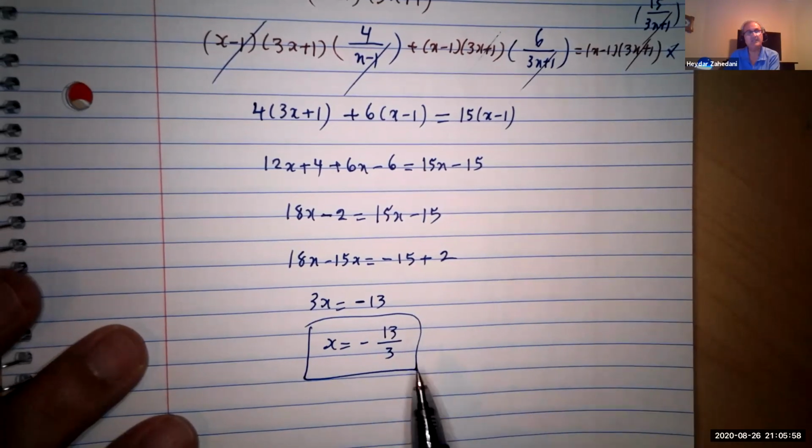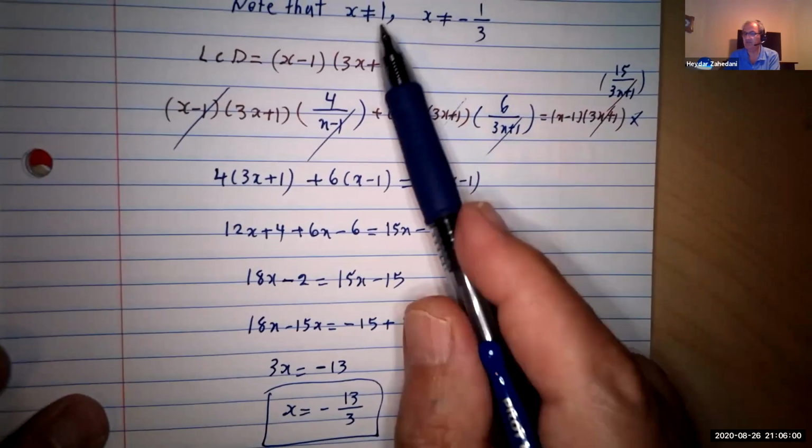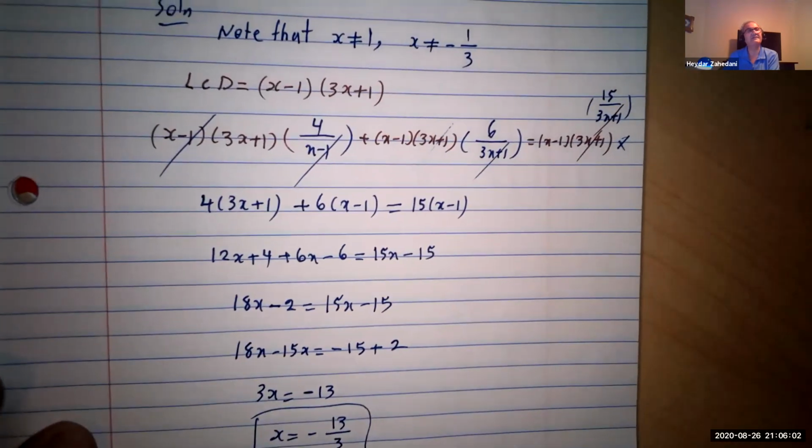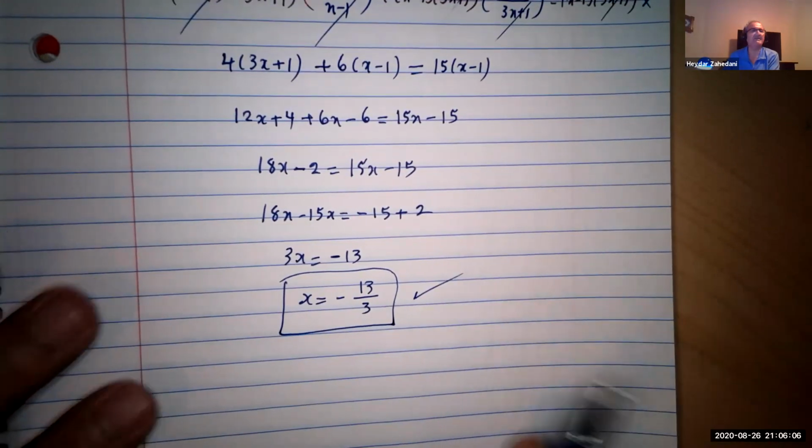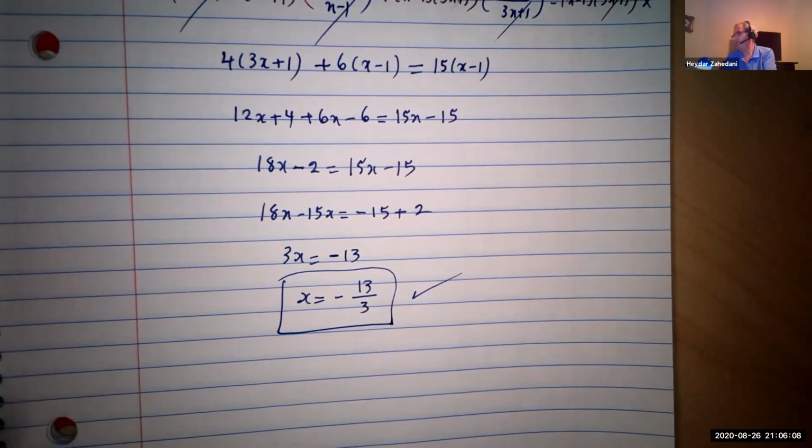And as you can see, the x has nothing to do with the 1 and the negative 1/3. So this means this is a valid solution. Okay? So just be careful with that first part, so that you won't have any difficulty with these numbers. So any question? So that was the case.